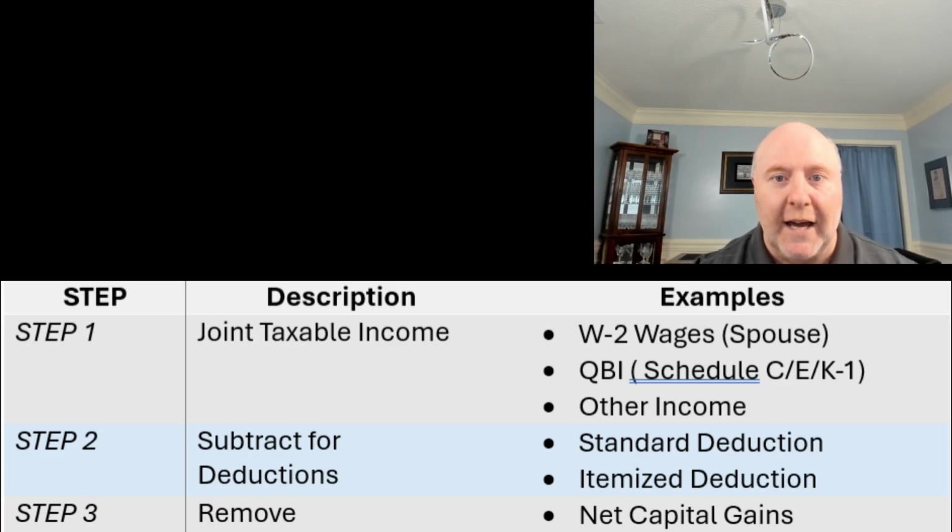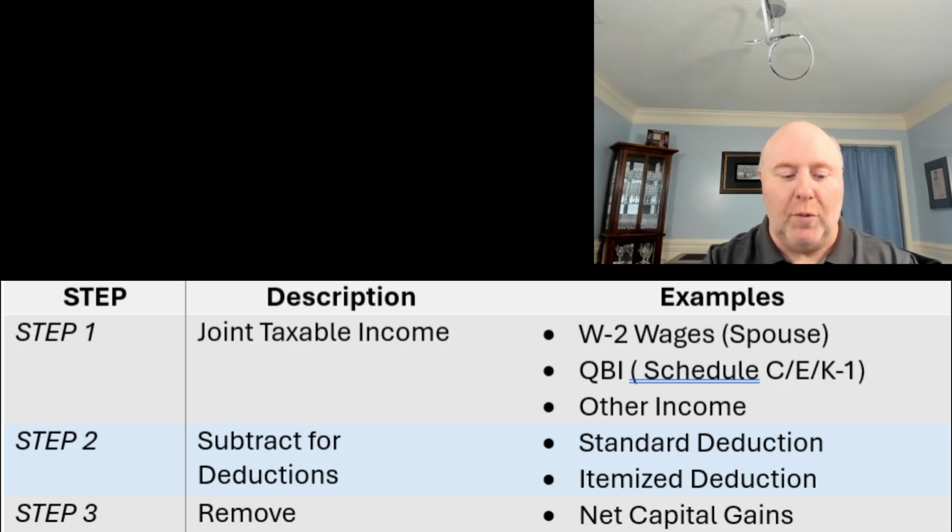Another thing that we look at is unemployment income, right? Unemployment income is considered a substitute for wages. So if we have unemployment income, we also include that. So we have our W-2 wages plus our unemployment income plus our QBI income that we calculated before. Okay, we still include that in modified taxable income. So W-2 plus unemployment plus your QBI income.